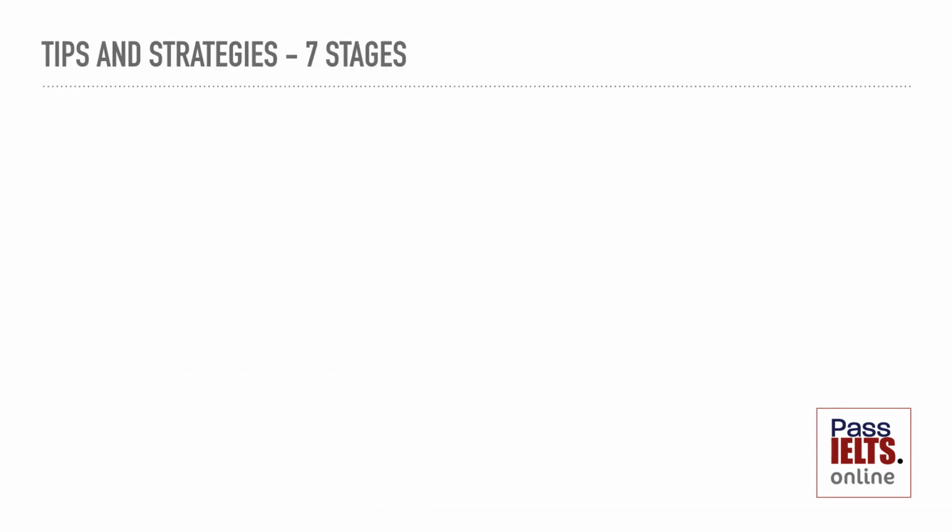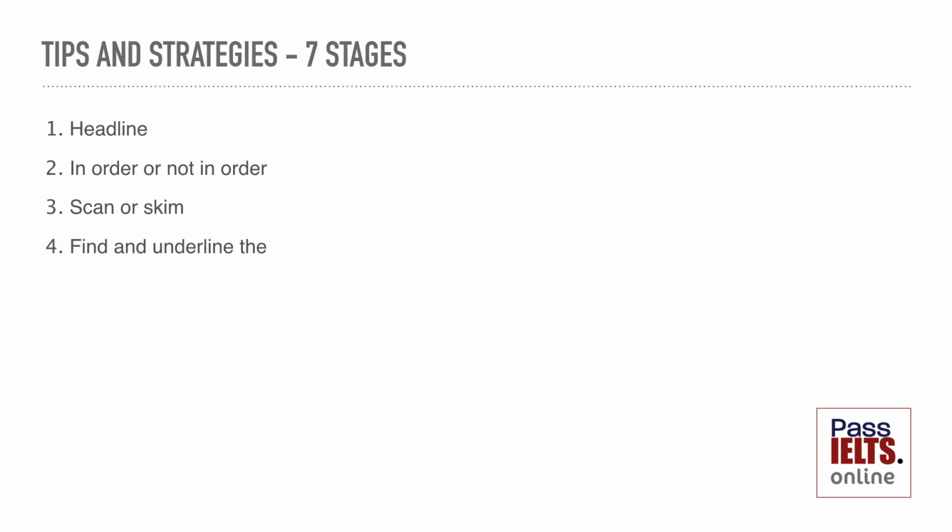Now we're going to look at the same 7 tips and strategies that we have looked at in the previous lessons. Firstly, you need to read the headline. Then you need to decide if the questions are in order or not, and then you need to decide if you should scan or skim. Then you can start to find the answers.